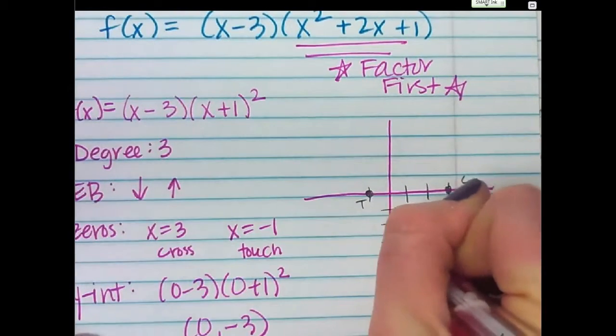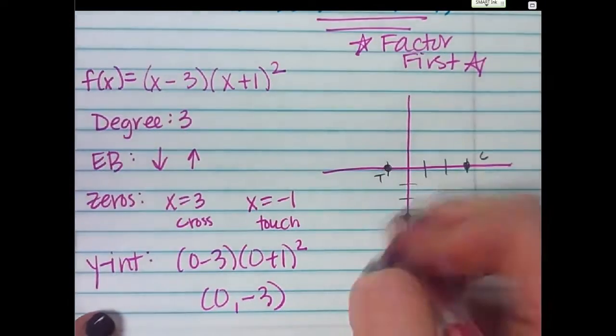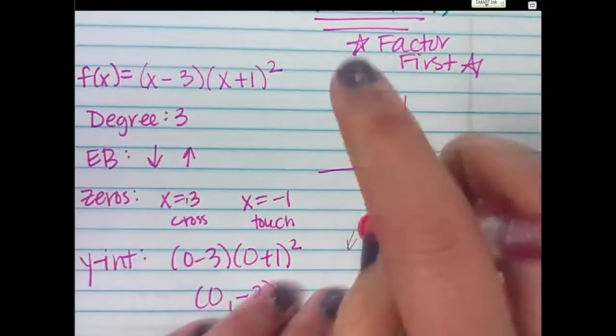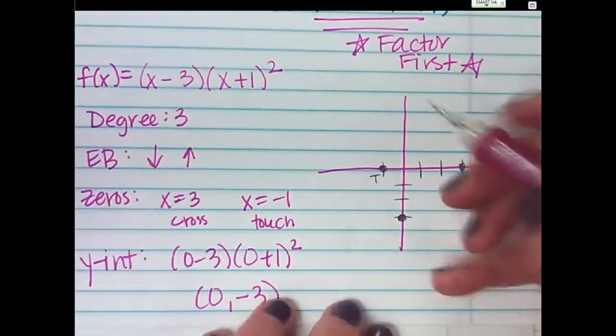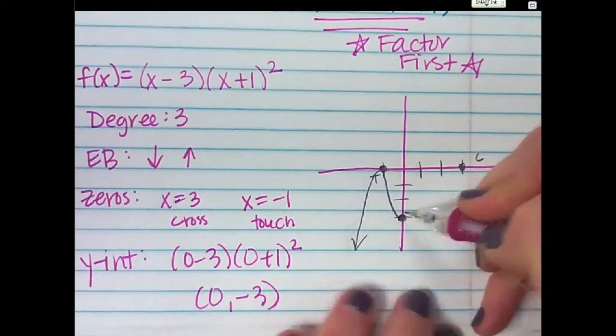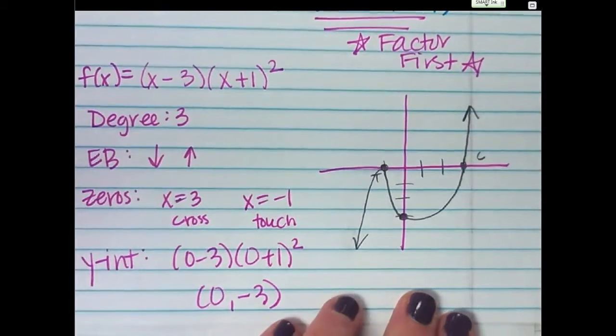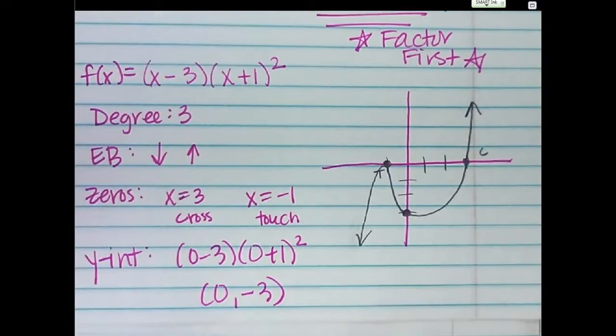Okay, so this is a little bit different only because you have a negative y-intercept, but nothing else is really weird about it. So start from bottom left, you touch at -1, and then go through your y-intercept, and then cross at positive 3. How'd you do? Good? Okay.